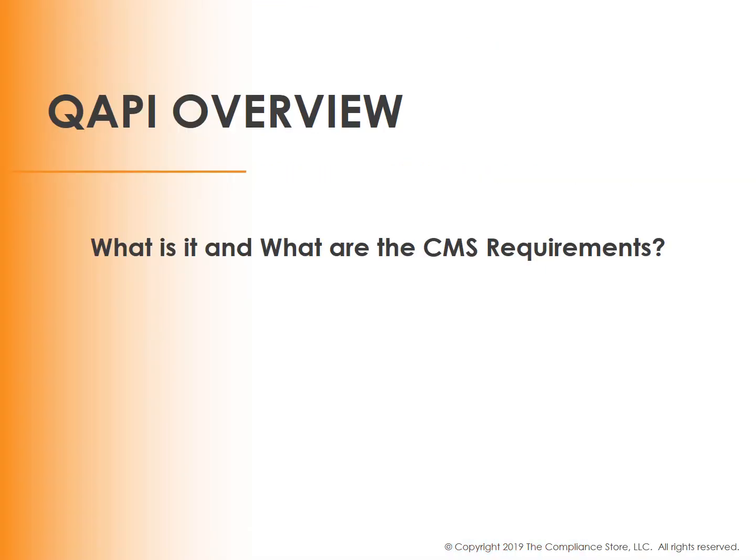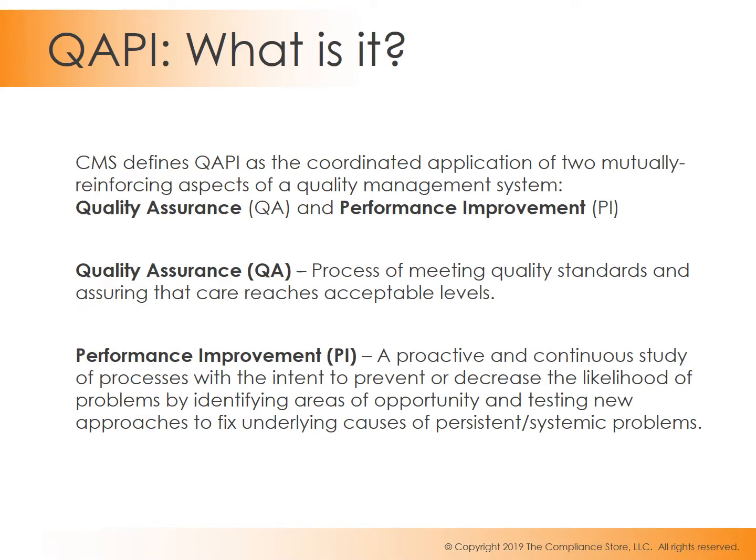QAPI is required by the Centers for Medicare and Medicaid Services, also known as CMS, to maintain quality and safety in nursing homes. Let's break it down into all its parts so we can gain an understanding of what it is. QAPI is QA, quality assurance, plus PI, performance improvement.